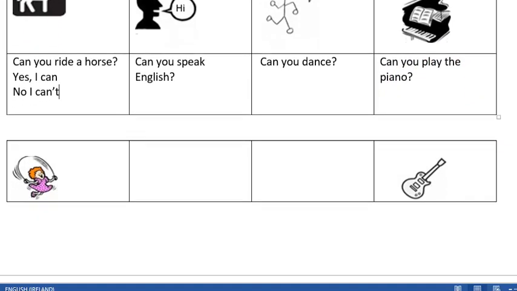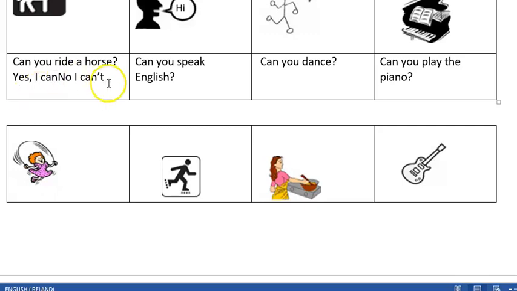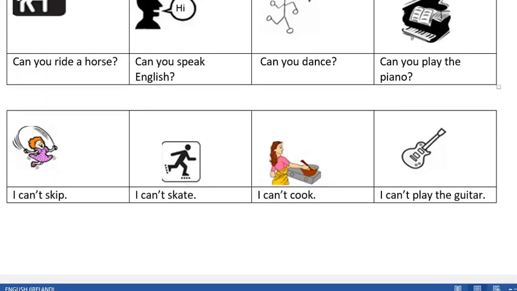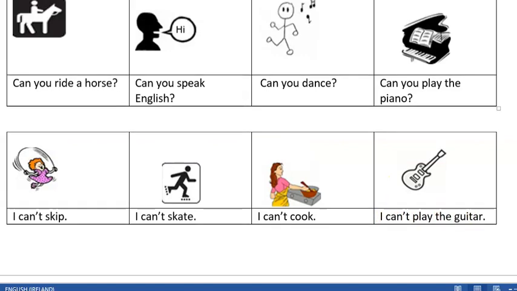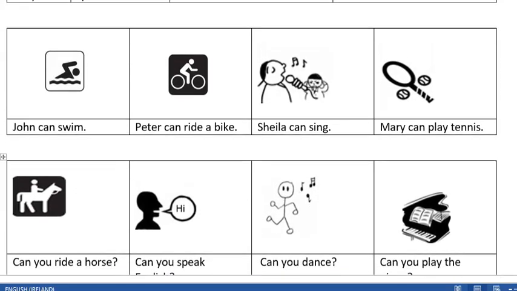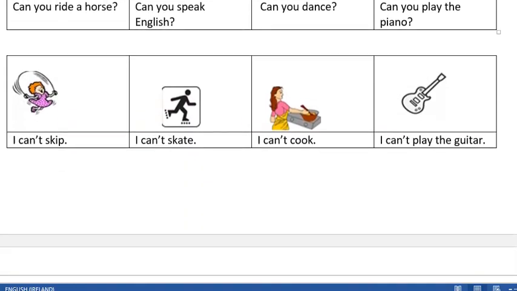And the next one. Negative. The girl is skipping. I can't skip. Not with the rope. I can't skip. This boy is skating on ice. I can't skate. This woman is cooking falafels. I can't cook falafels. I can't cook. The guitar. I can't play the guitar. So, that is the positive, the question, and the negative.